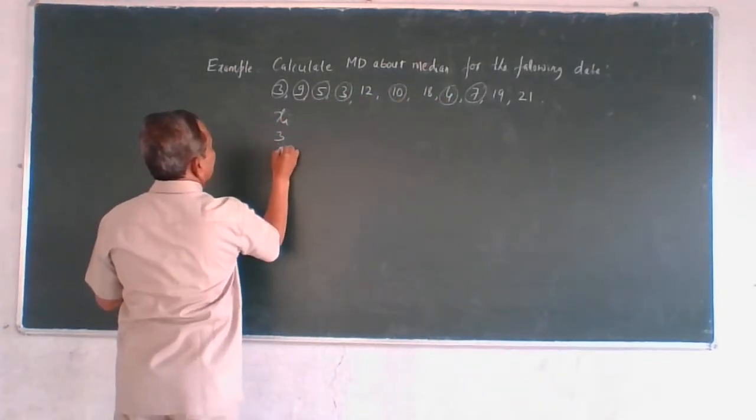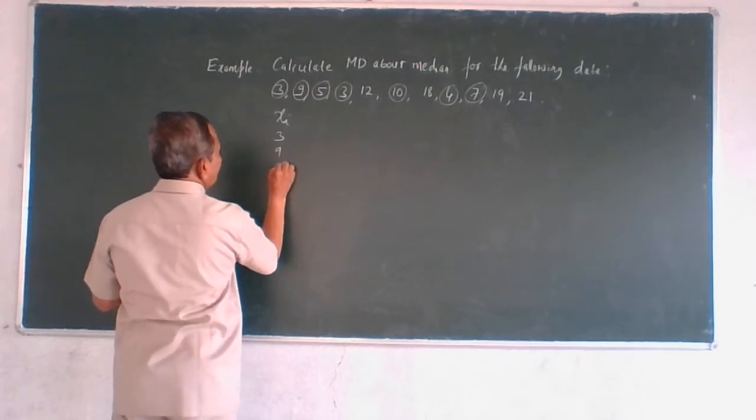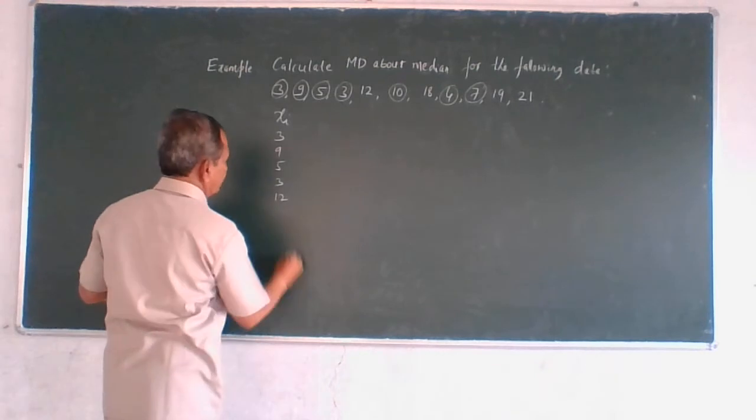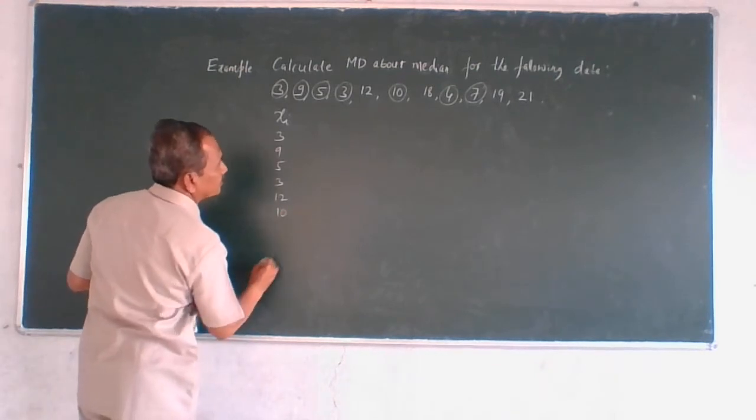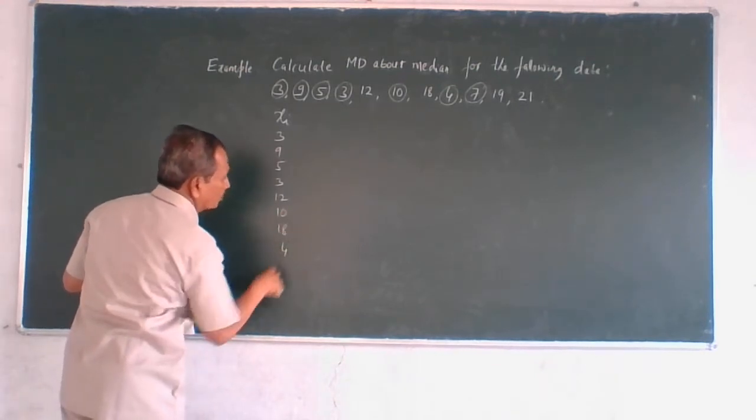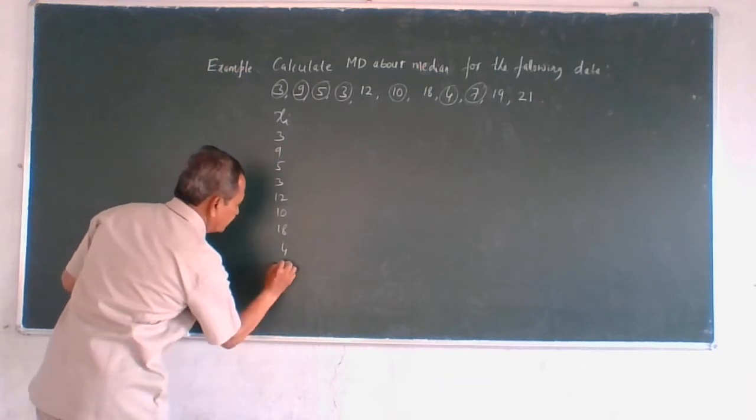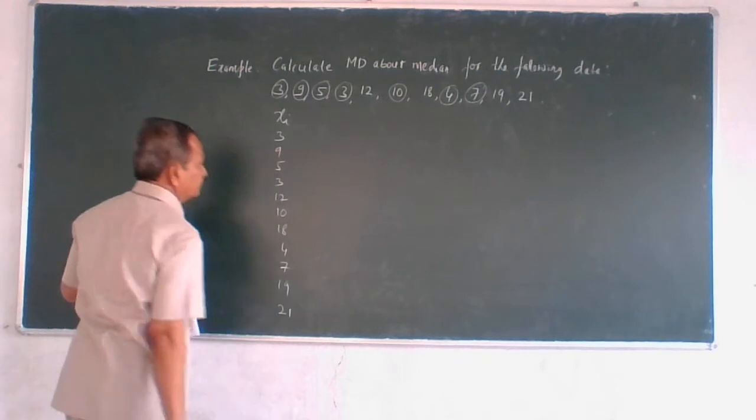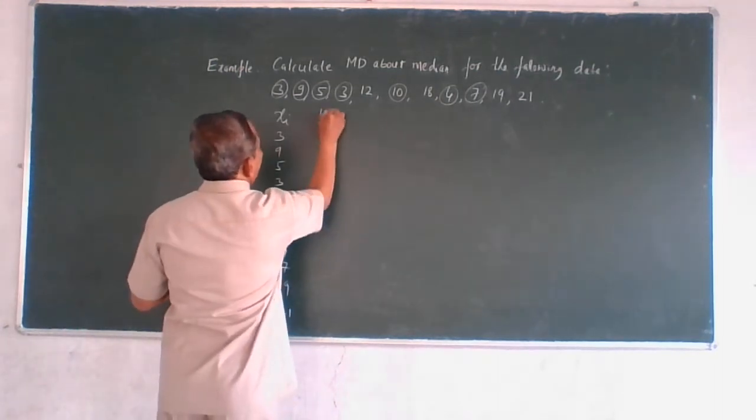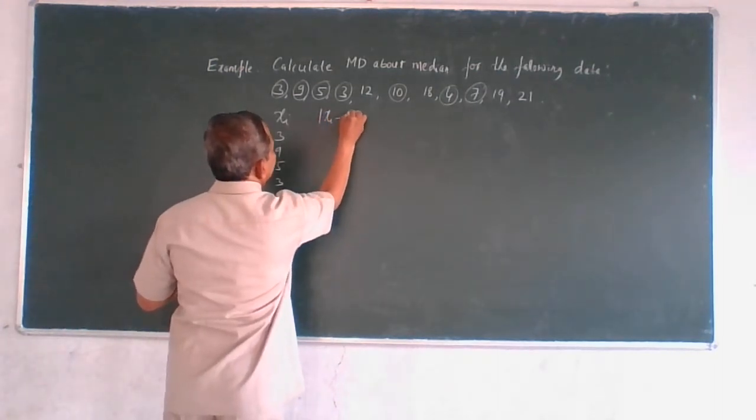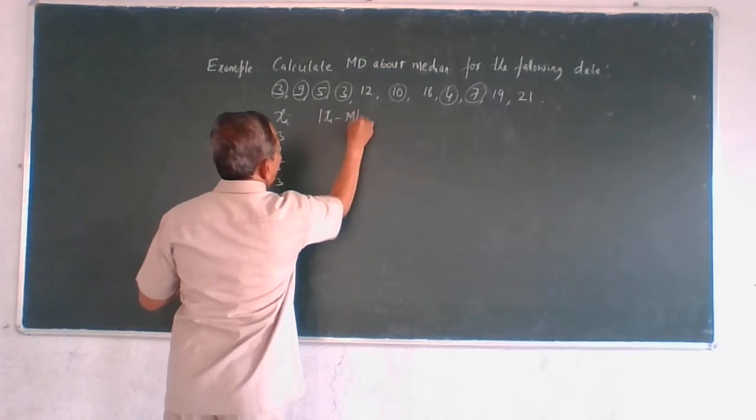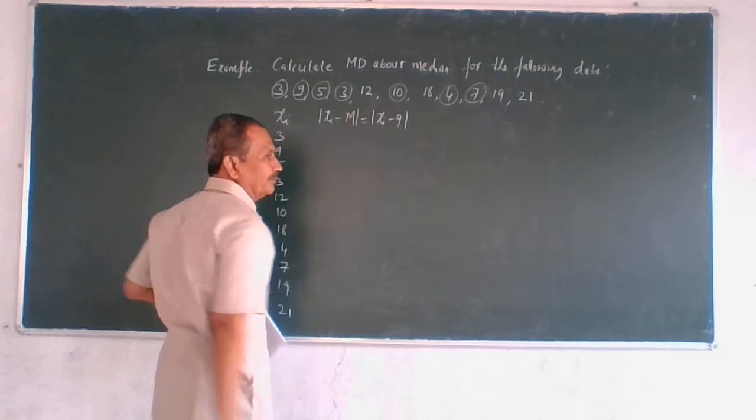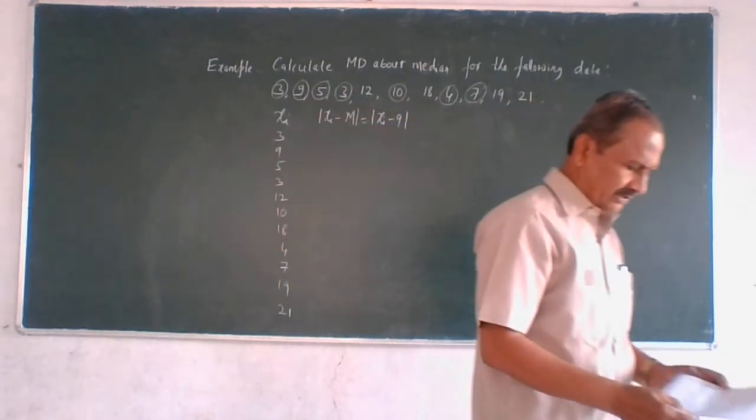Xi: 3, 9, 5, 3, 12, 10, 18, 4, 7, 19, 21. Then modulus of xi minus m, or modulus of xi minus 9. The median is 9, the mean also comes to 9, for example.